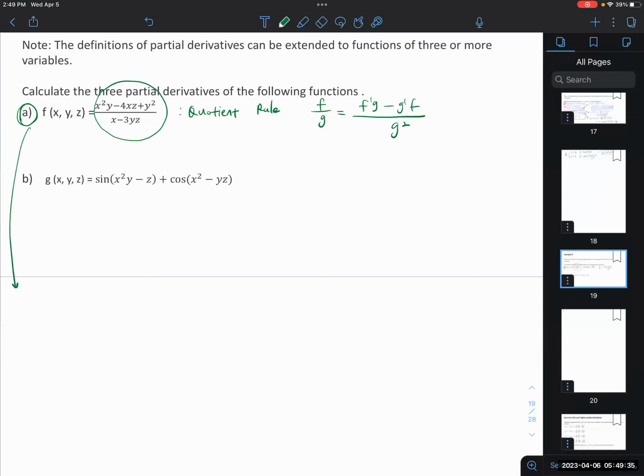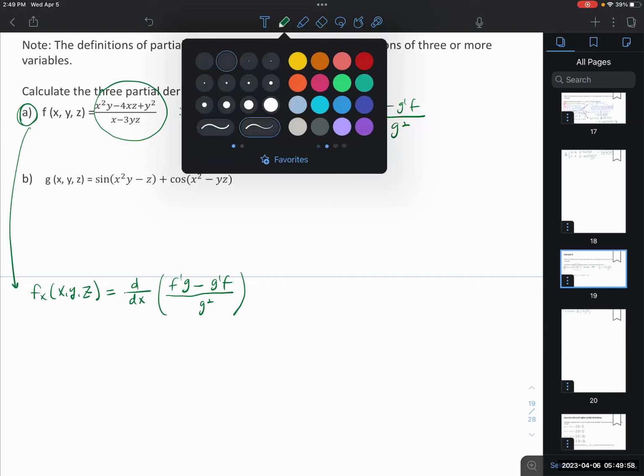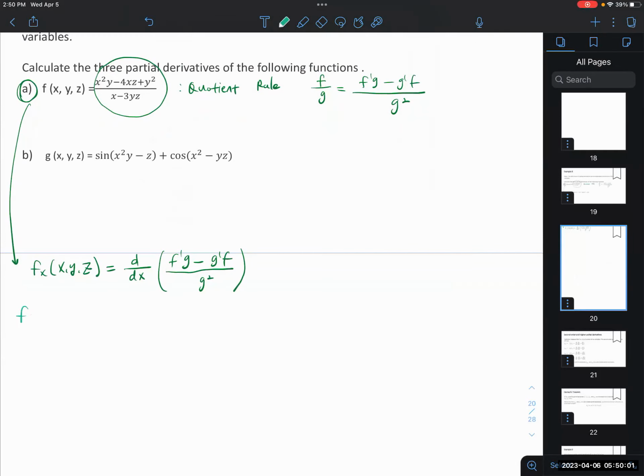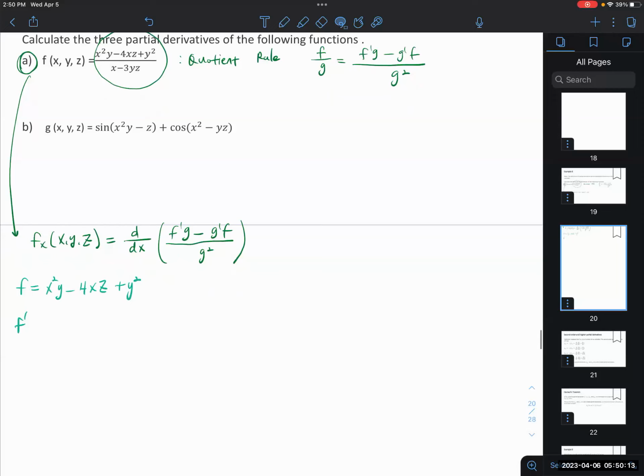So this one, we're gonna use a quotient rule. So step by step work. So we're gonna do f of x, y, z. So d over dx, correct? And I have f prime g minus g prime f over g 2nd. So we have to find out this one first. So I'm gonna make a little bit of space here. So f, we're gonna consider all the numerator part. So x squared y minus 4xz plus y squared, f prime. So everything in this one with respect to d over dx.